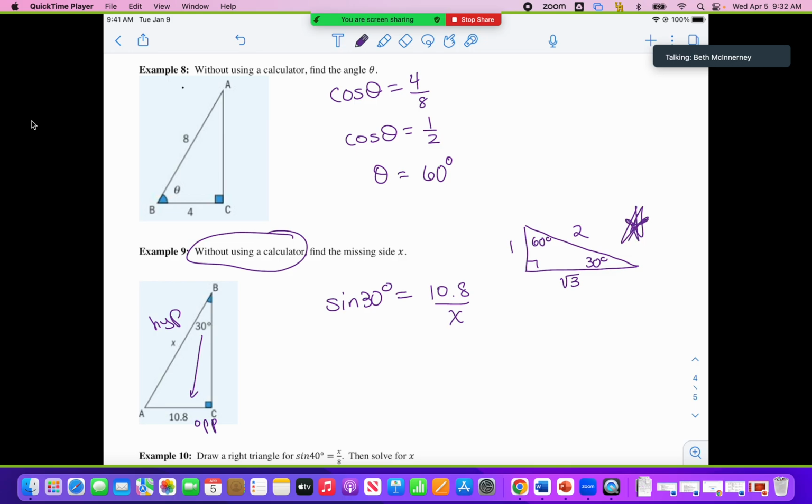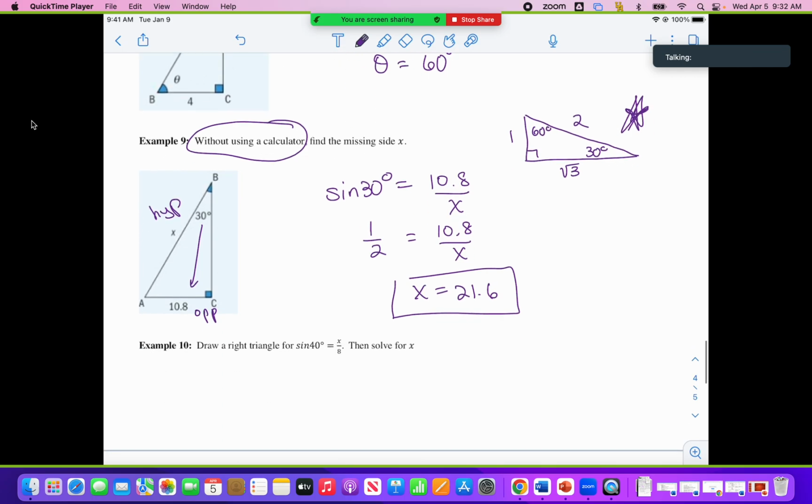So what is the sine of 30 based on the special triangle? It's 1/2. So if sine 30 is 1/2, what is x then? 21.6. You would just double it, right? So you're going to be able to do problems without touching a calculator. So I'm just planting some seeds, okay? Planting some seeds right now.